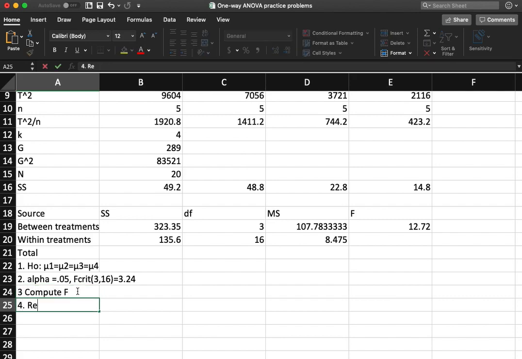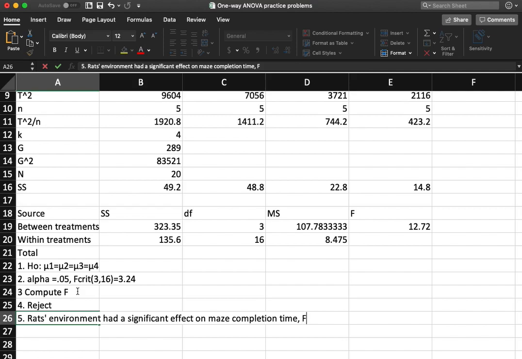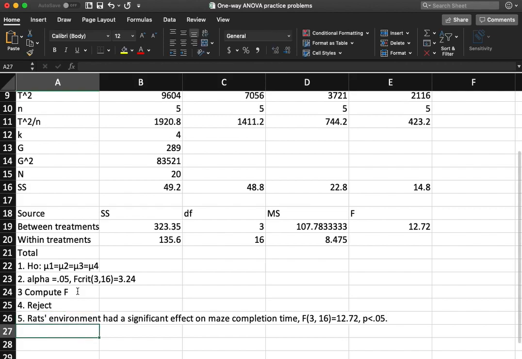And our decision then is to reject that null hypothesis, and our sentence is going to read something like, rats' (S apostrophe) environment had a significant effect on maze completion time, with F of 3 and 16 degrees of freedom equal to 12.72, the observed value, and p less than 0.05 because we rejected.